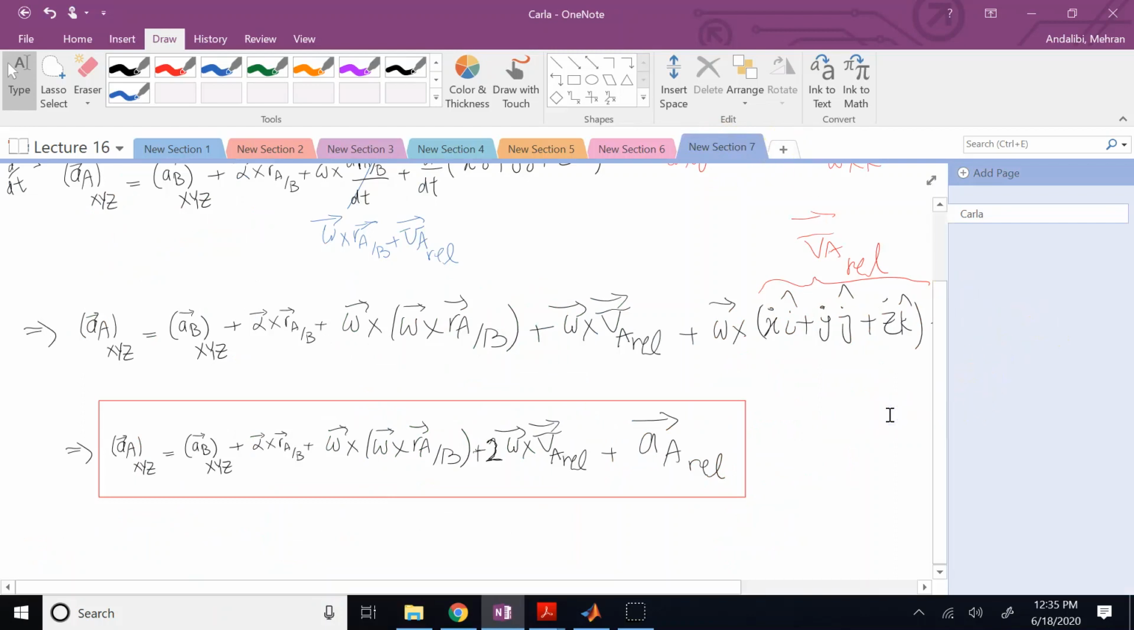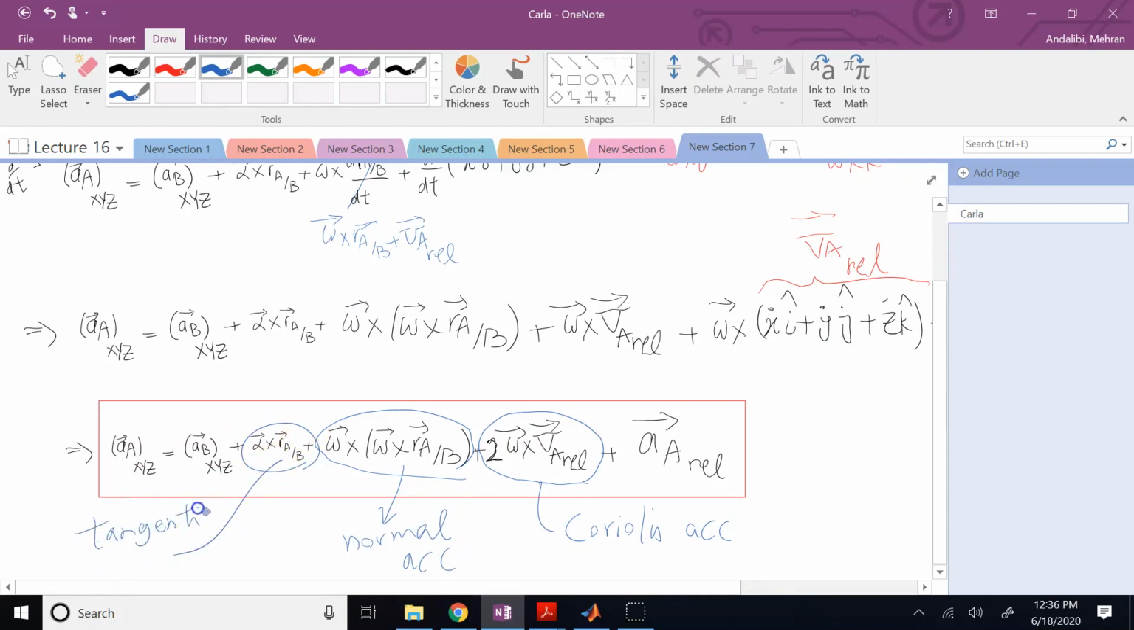And by the way, let's see if you remember the names of these. So what was this one? This was the tangential acceleration. This one was, yes, normal or centripetal acceleration. And what was this, if you remember? You are right. This was two r dot theta dot. This was the Coriolis acceleration, right? This one was normal acceleration, and this one was tangential acceleration, if you remember. So these are the same thing.